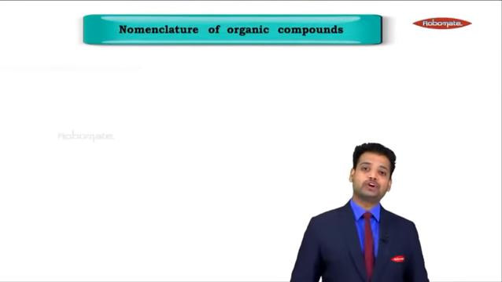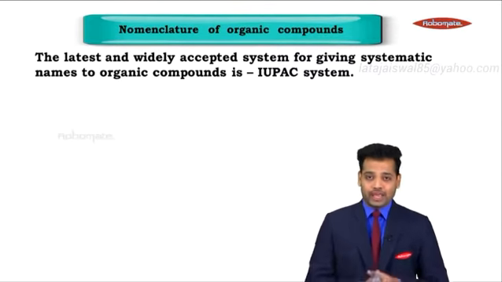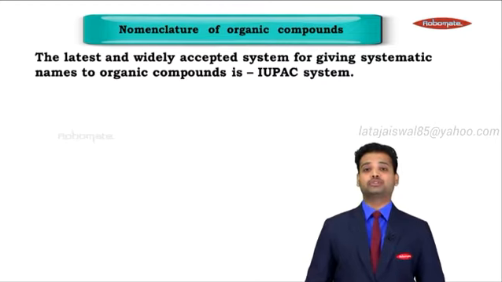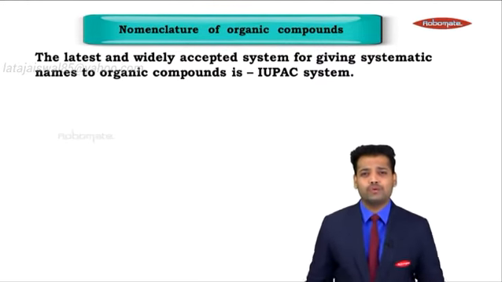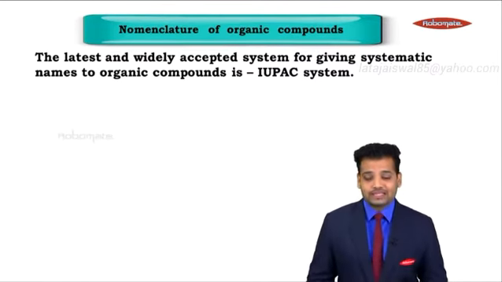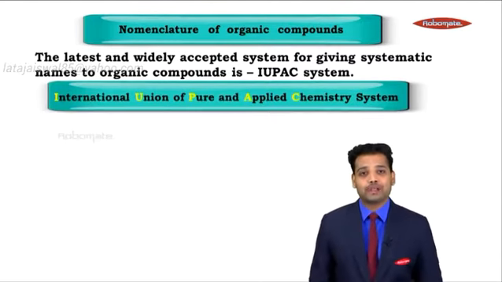So the nomenclature of organic compounds. Nomenclature is the system of naming. The latest and widely accepted system of giving systematic names to organic compounds is called the IUPAC system. Now you might be wondering, sir, you said IUPAC so many times. What is it? IUPAC is the International Union of Pure and Applied Chemistry.